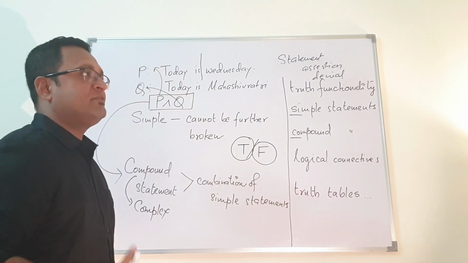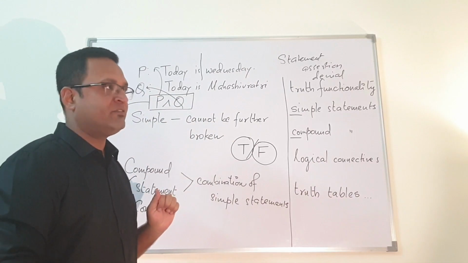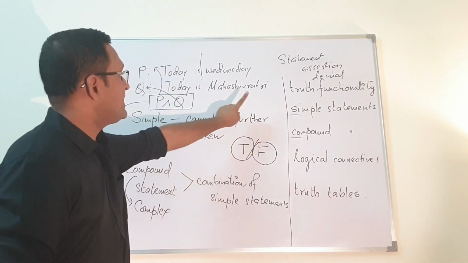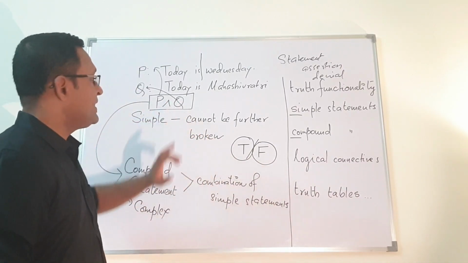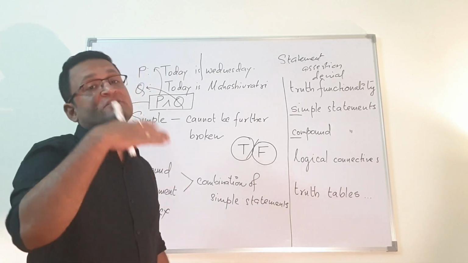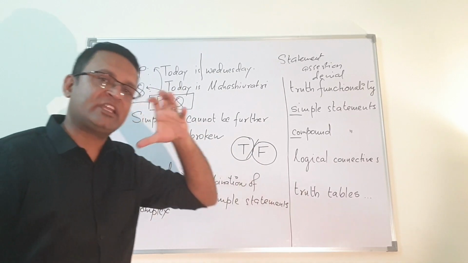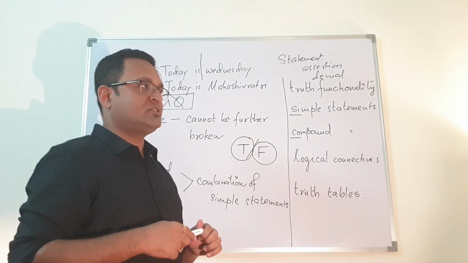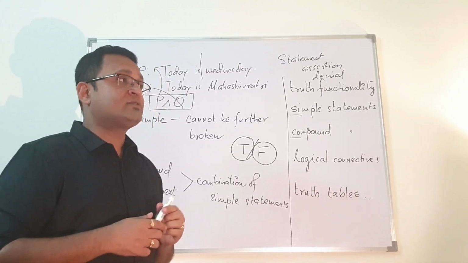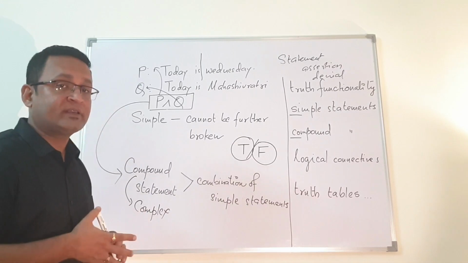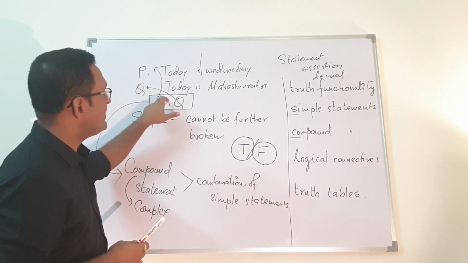Suppose today is Wednesday and today is also Shivratri. So "today is Wednesday and today is Mahashivratri" will be a true statement. But suppose today is Wednesday but today is not Shivratri. One part is true but the other part is false, so this will make the statement false. I know that today is Wednesday but today is not Shivratri, so I will say that this statement is false. But how are we determining it? We are determining it by the truth value of these parts.